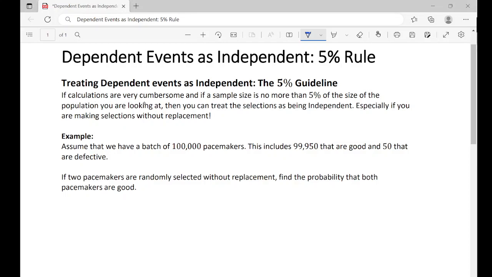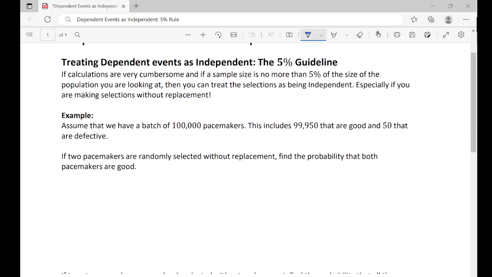If calculations are very cumbersome, and if a sample size is no more than 5% of the size of the population you are looking at, then you can treat the selections as being independent. This is what we call the 5% guideline, and this is especially nice to be able to use when we are making selections without replacement. So let's just see it in action and see how it makes our lives a little bit easier.